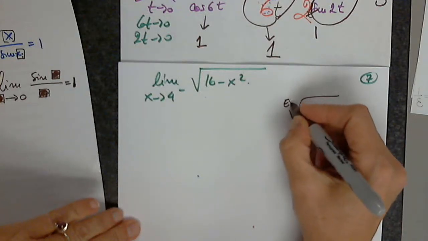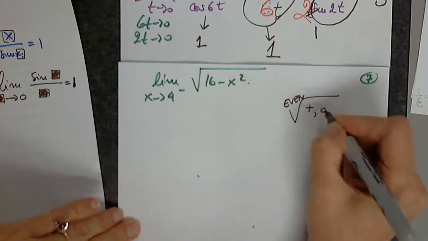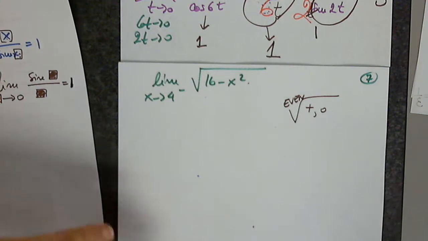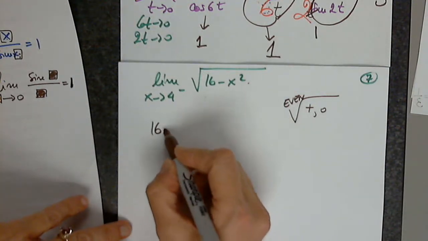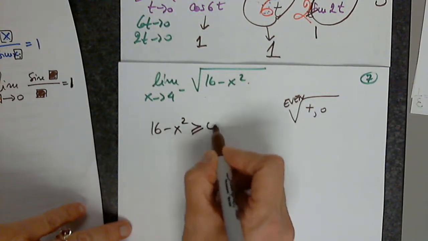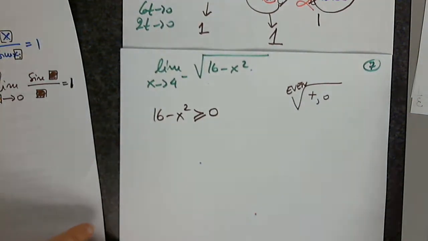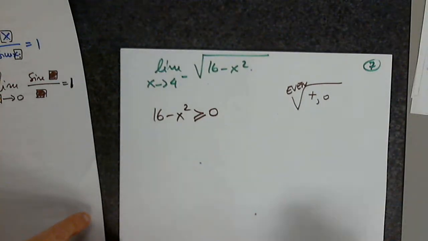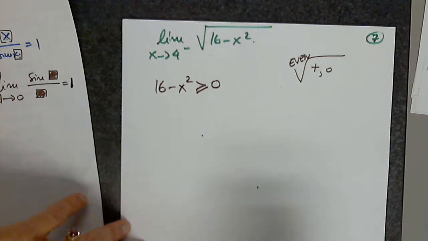A square root, or any even root, requires a positive number or 0 underneath, but if it's in the denominator, not 0, of course. So for now, since it's not in the denominator, I have to write this. How do I solve this, and what is it, first of all? What is this?